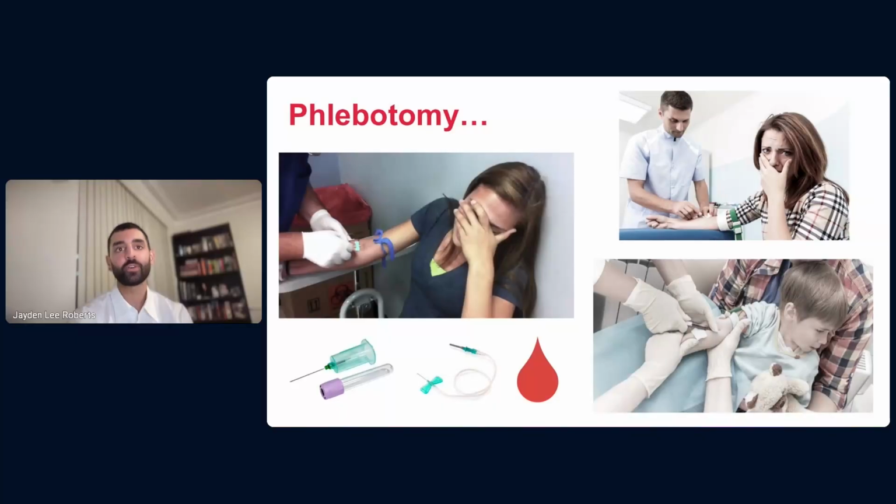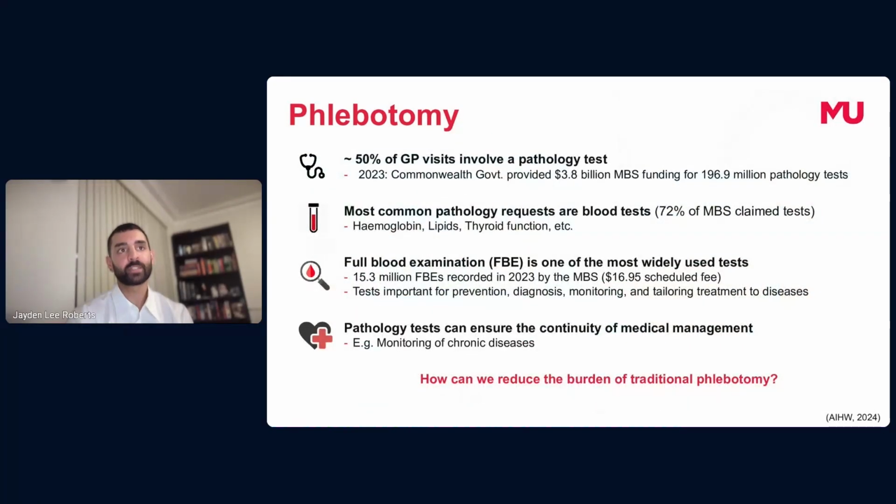Phlebotomy is an essential part of pathology testing. To provide a bit of context, at least for Australia, where I'm based and do my research, pathology is an everyday medicine, and around half of GP visits involve a pathology test, with most of these being funded through the Medicare benefit schedule. This scale alone highlights exactly why reducing the friction and burden of traditional phlebotomy could have a big system-wide impact. So the question essentially then becomes, how do we keep the clinical value of pathology but make the sampling step dramatically easier?